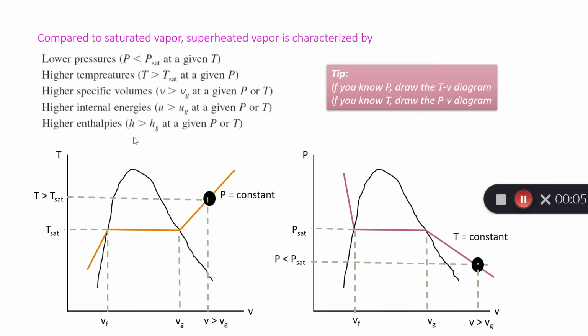The other properties apply just the same. Superheated vapor will have higher internal energy. Superheated vapor will have higher enthalpy. Generally, all these three properties are higher.